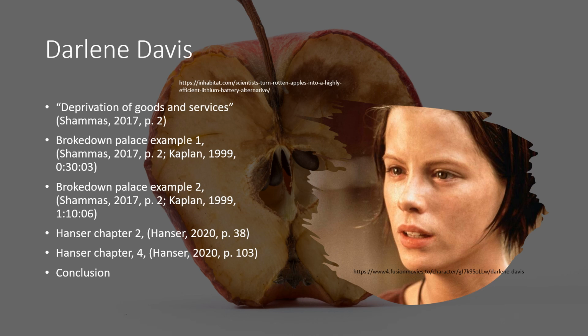The second Brokedown Palace example comes from Kaplan, 1999, 1 hour, 10 minutes and 6 seconds. This is essentially where Alice faints due to an ear infection caused by a cockroach. The Hanser 2020 text that best correlates with this comes from chapter 4, specifically on Hanser 2020, page 103.